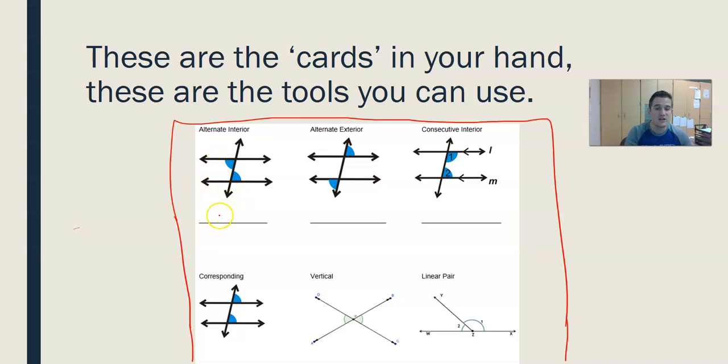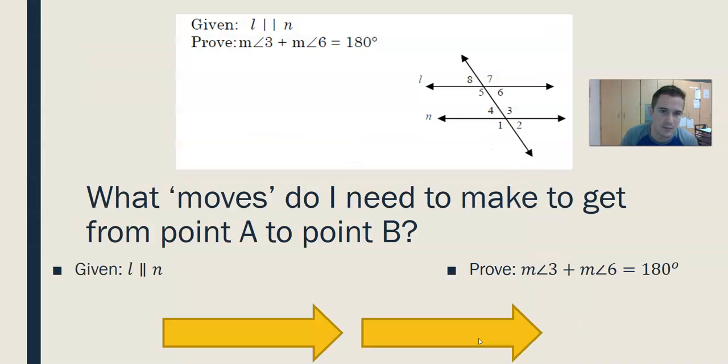We know alternate interior angles are congruent. We know alternate exterior angles are congruent. We know consecutive interior angles are supplementary. We know these are congruent. We know these are congruent. We know these are supplementary. We know all these things. We've already discussed them. So they are theorems that we can use to prove other things that we may not know yet. So let me give you an example.